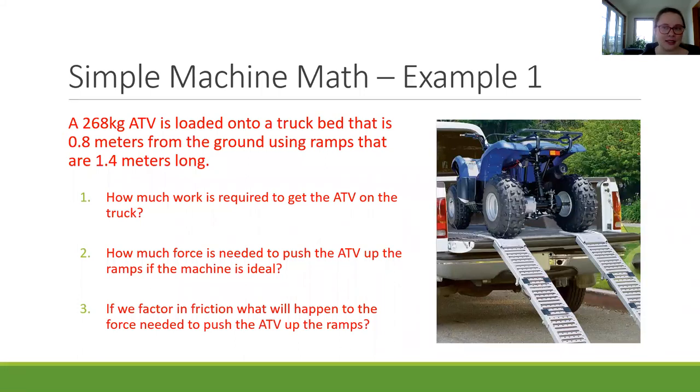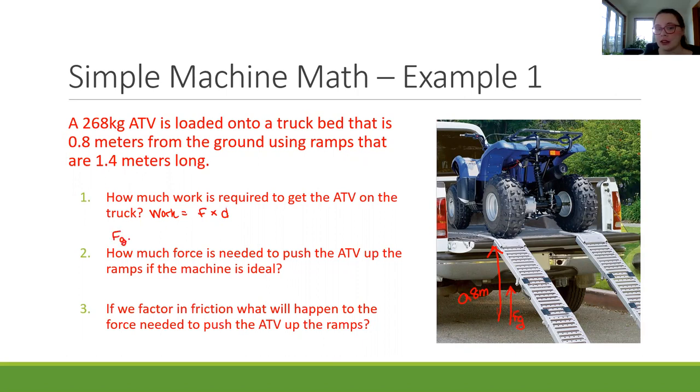So I'm going to make you think back. We've reviewed work in your last lesson. Work equals force times distance. Now, force and distance have to be in the same direction. So to get the ATV on the truck, I have to lift it up 0.8 meters, and I have to lift with how much force? Well, the force that I have to lift with is the force of gravity. How do I figure that out? I did that earlier. Let's see if we remember.